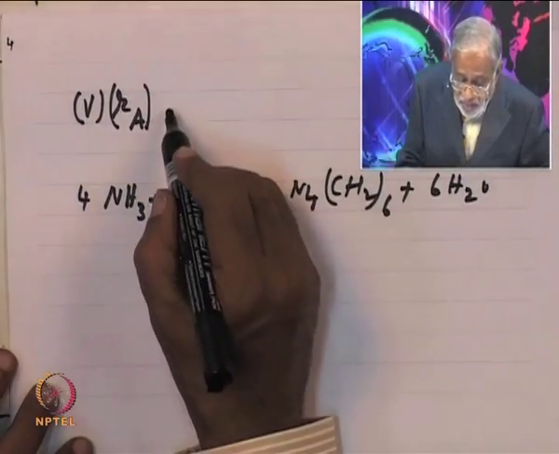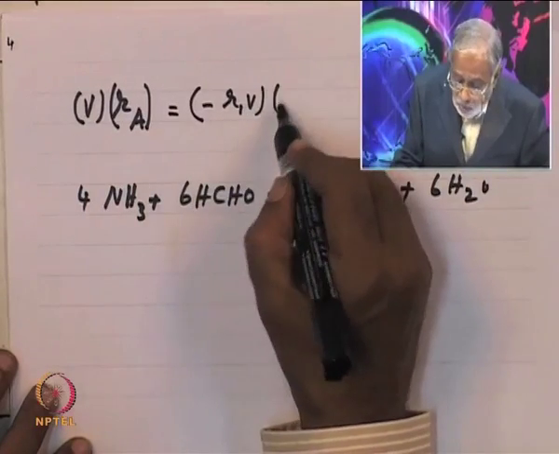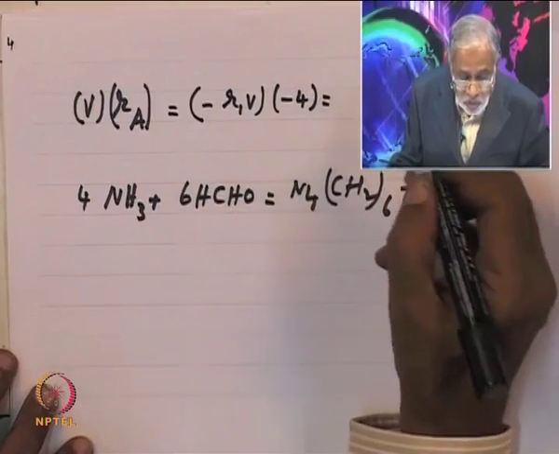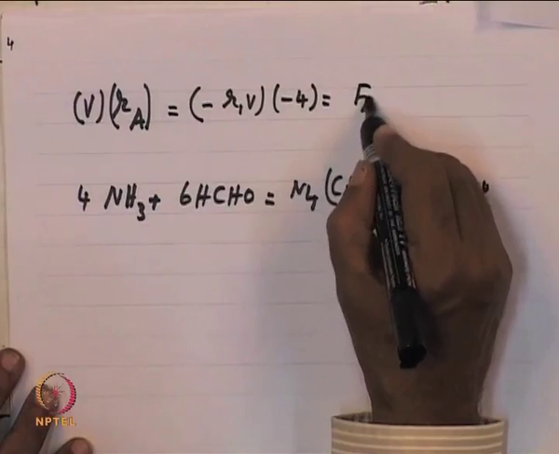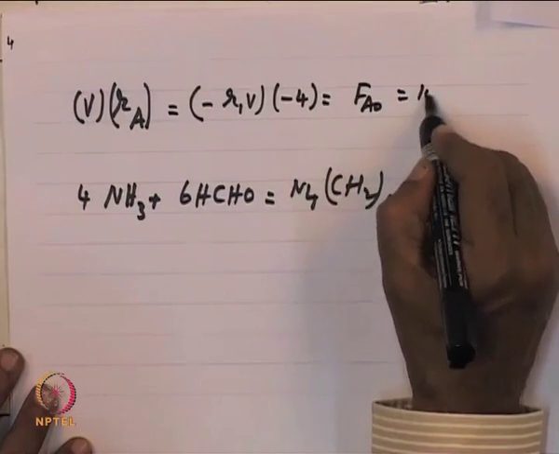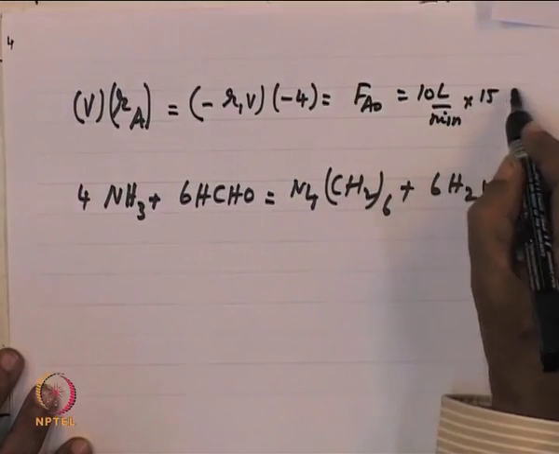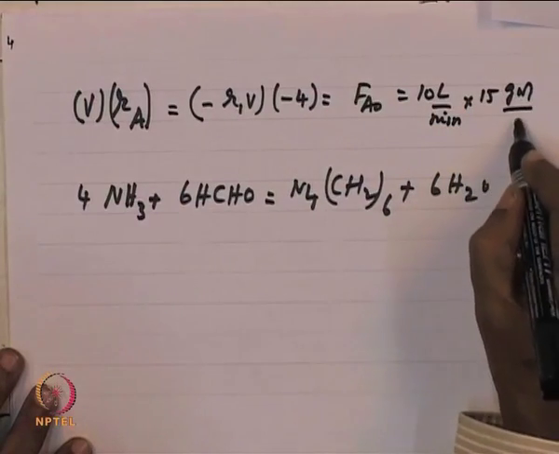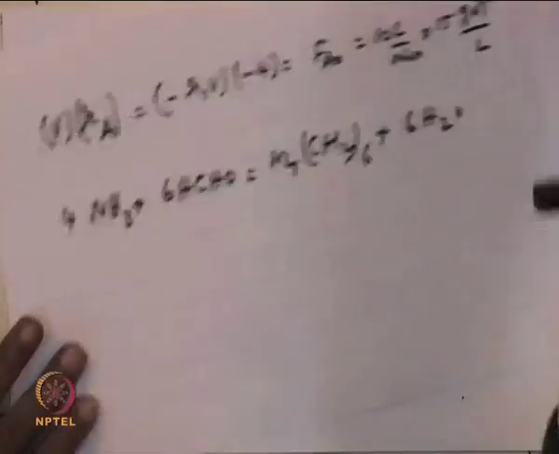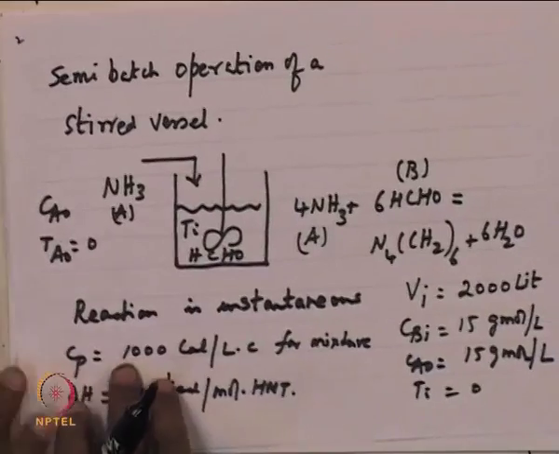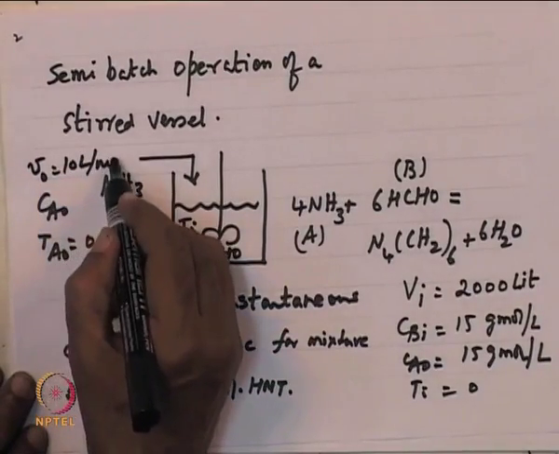We say that it is minus of R1 times V times minus 4, which is equal to FA0 equal to 10 liters per minute multiplied by 15 gram moles per liter. What is 10 liters per minute? You may not have mentioned this here, this V naught is 10 liters per minute.